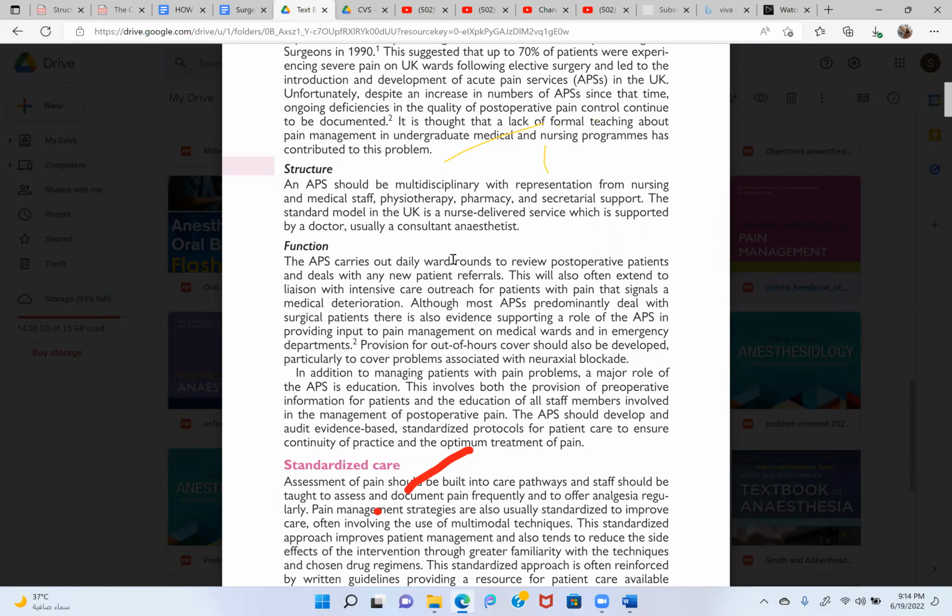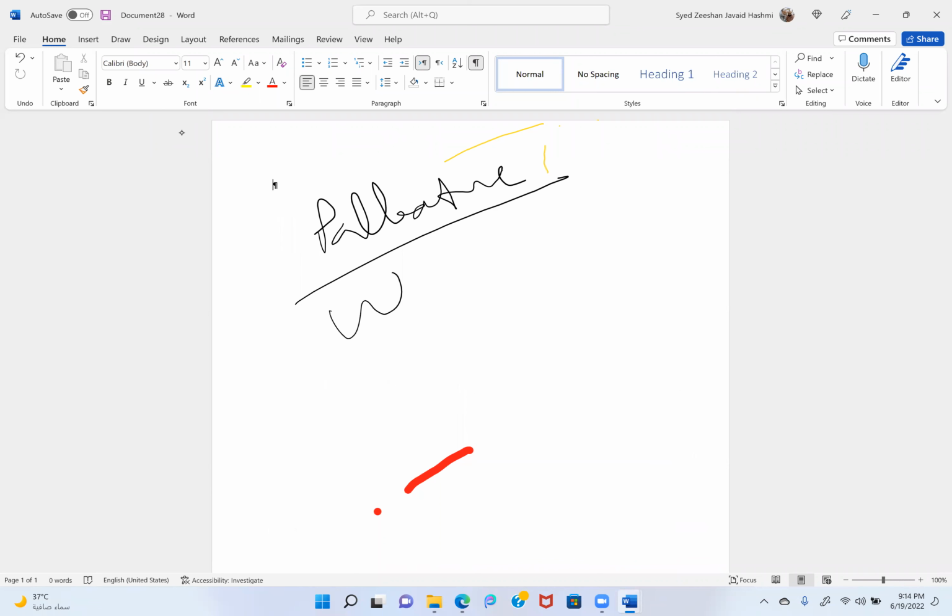Actually, once this question was asked in our exam: what do you mean by palliative care? The question was what WHO says about palliative care. It was asked to me, but at that time I was not able to answer. But actually there is involvement of palliative care in chronic pain.